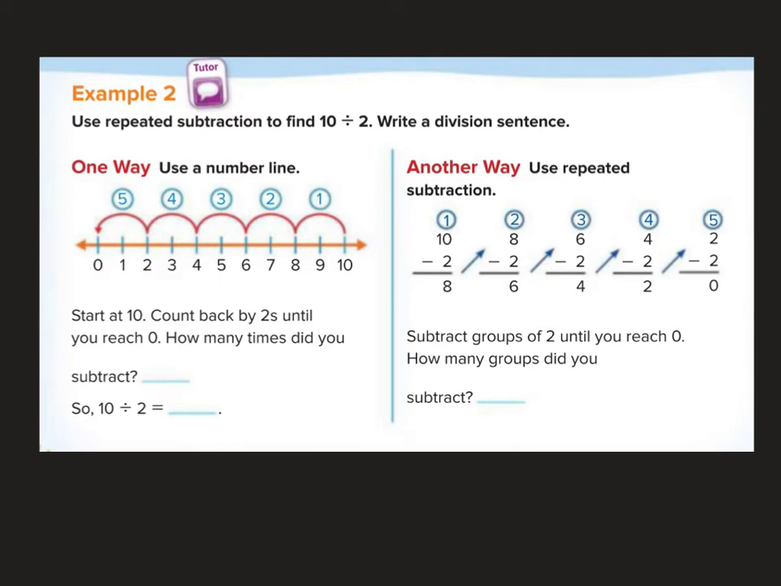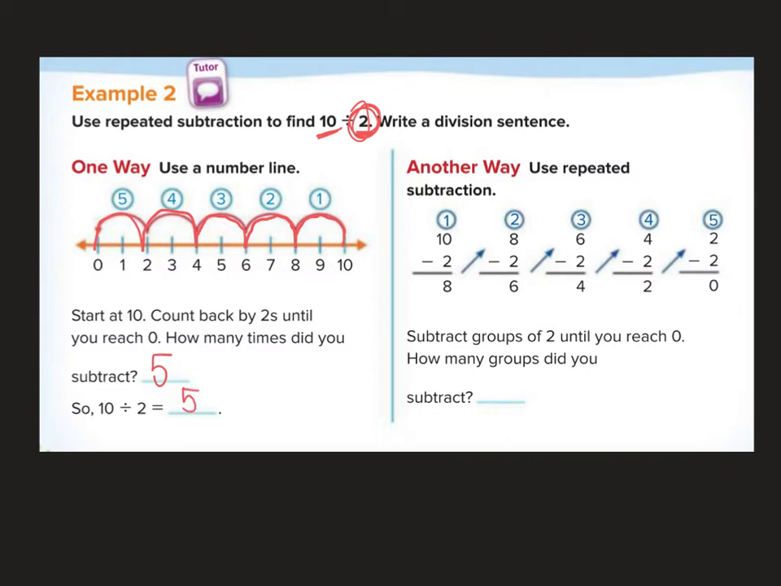Okay, let's look at another. So one way is to use a number line. If I did 10 divided by 2, means I'm subtracting 2 starting at 10. 1, 2, 3, 4, 5. I had to do it 5 times. How many times did you subtract? We did 5 times, so 10 divided by 2 is 5.